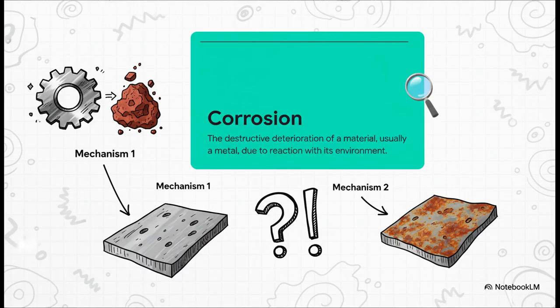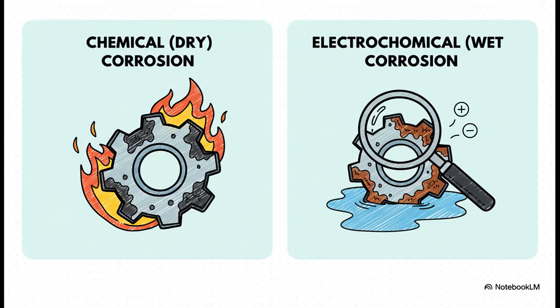And it does this in two main ways. Getting the difference between these two is absolutely your first key takeaway. So on one side, you've got what's called dry or chemical corrosion. Think of this as a direct attack, like metal oxidizing in a super hot furnace. But the real villain of our story, the one we're going to focus on, is wet or electrochemical corrosion. This is the one that needs a liquid, an electrolyte, to get going, and believe me, it's responsible for most of the engineering headaches out there.